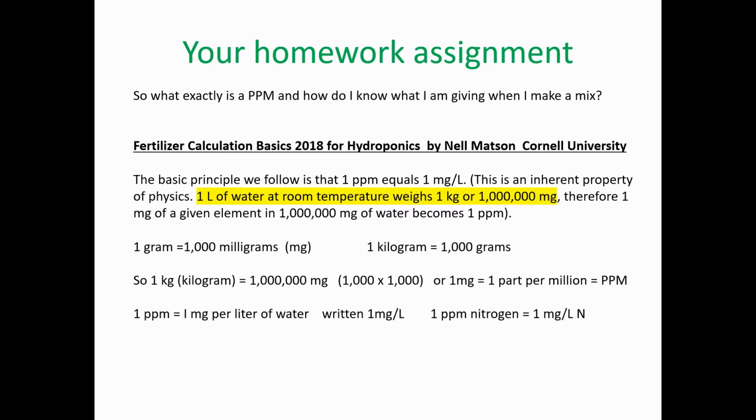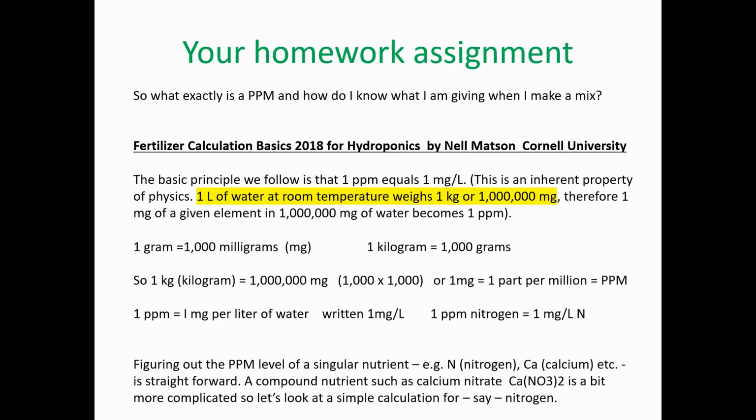If we look at that 1 milligram of nitrogen we put into that liter of water, that would be written 1 mg/L N, with the N for nitrogen. So 1 part per million nitrogen is written as 1 milligram per liter of nitrogen.